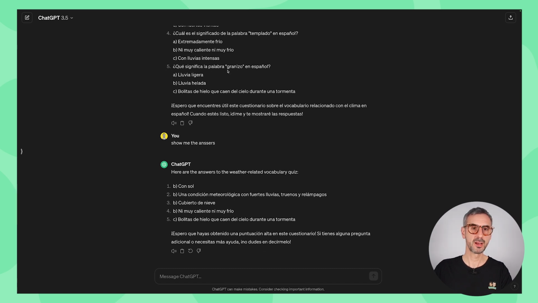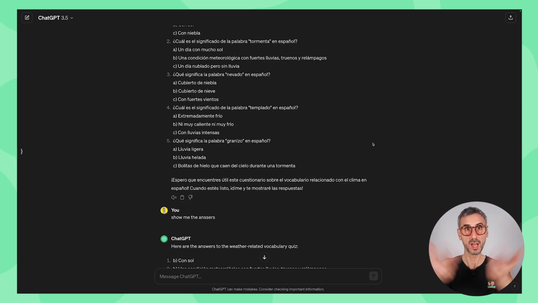¿Qué significa la palabra granizo en español? Bolitas de hielo que caen del cielo durante una tormenta. So granizo is like a grail, when small balls of ice are falling from the sky. I think it's called grail in English. Yeah, granizo en español. All right, so this was concluent. This is an appropriate vocabulary test for my Spanish 5-6 class.